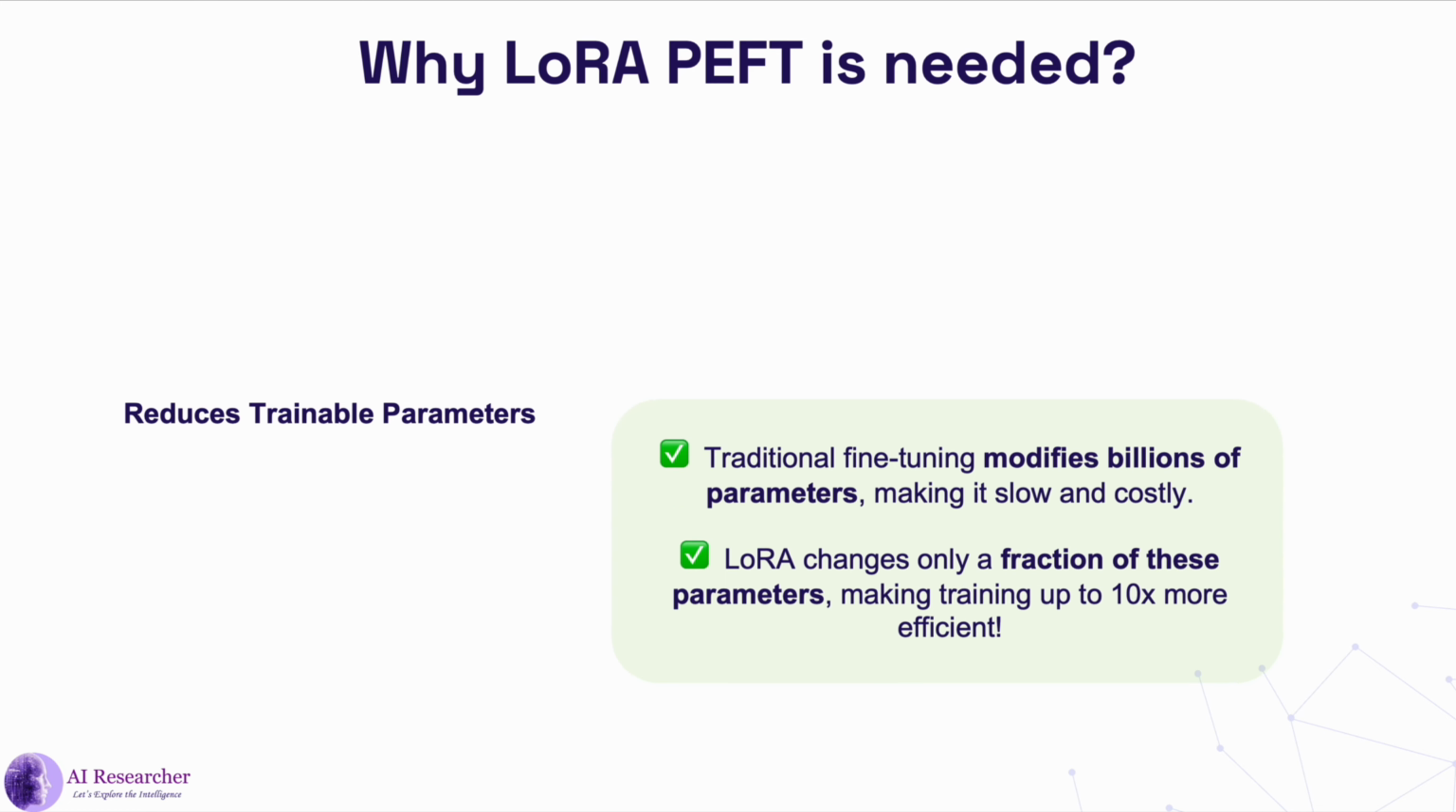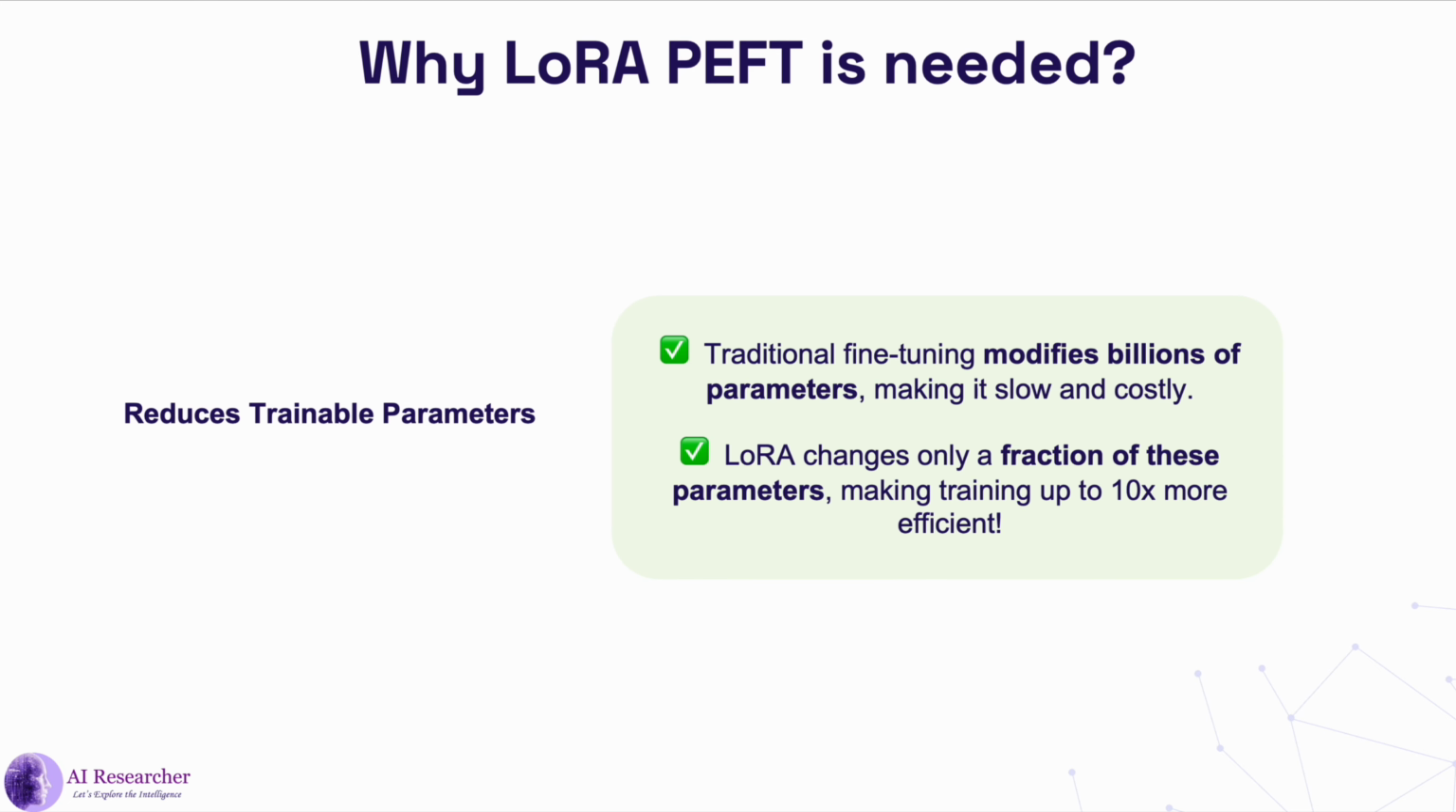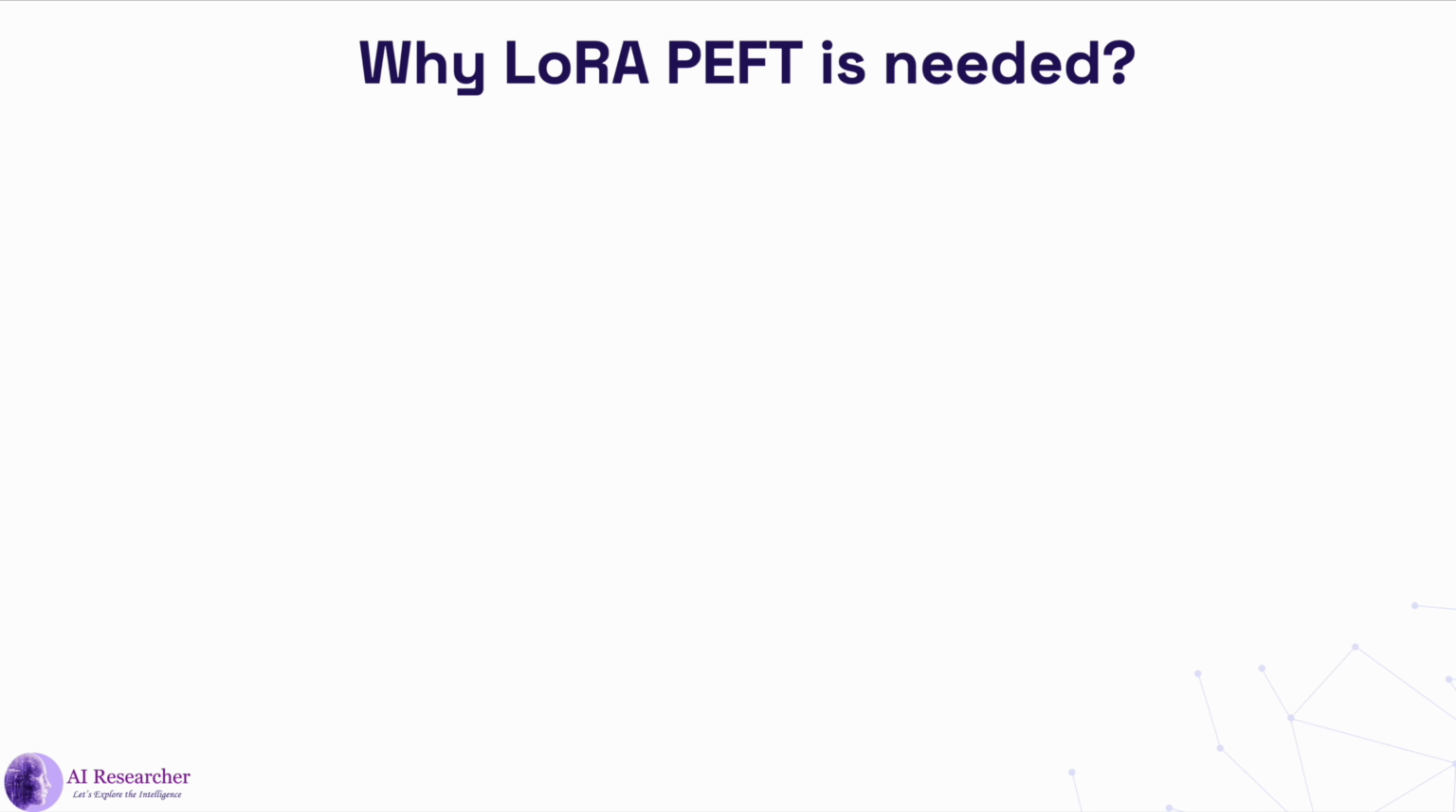Then the next point is it reduces trainable parameters. As I said before, if you do full fine-tuning, it modifies the billions of parameters of the model, and that's why it makes the process slow. But LoRA actually changes only a few parameters of the base model, and that's why the speed is higher than the full tuning model.